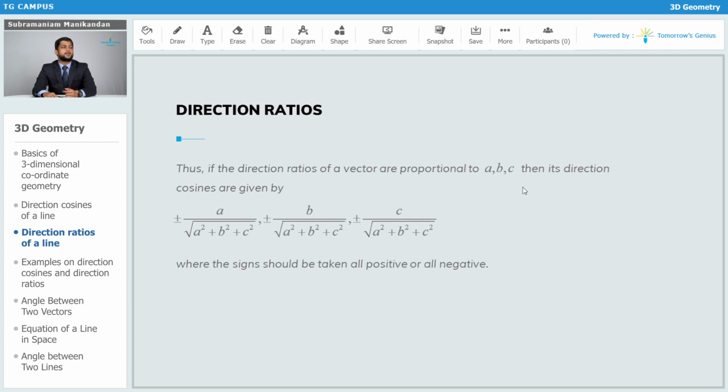Another way to identify them is to put them in the form x i cap plus y j cap plus z k cap, square them and add them. If the sum of the squares add up to 1, then the numbers indicated are the direction cosines. If they are not, then they are proportional to the direction ratios.